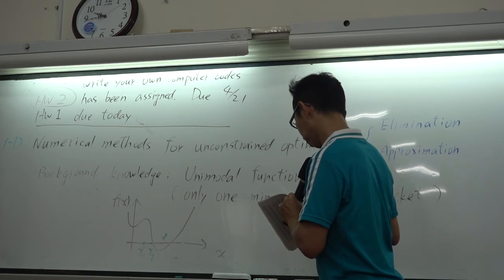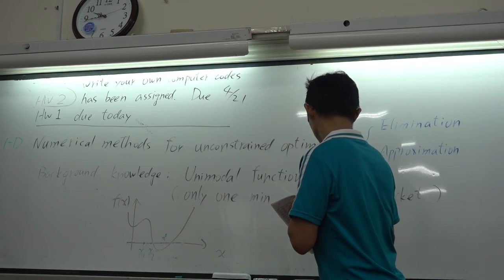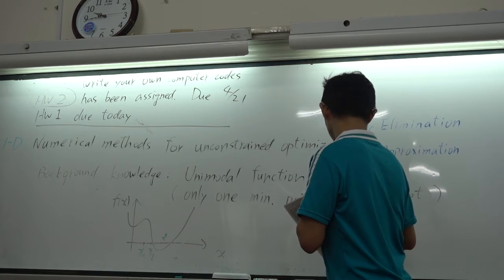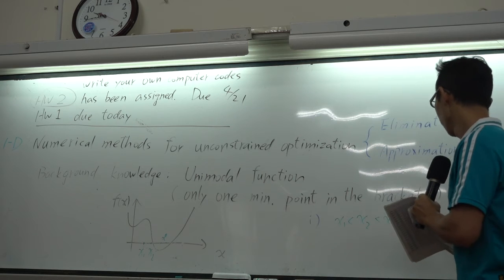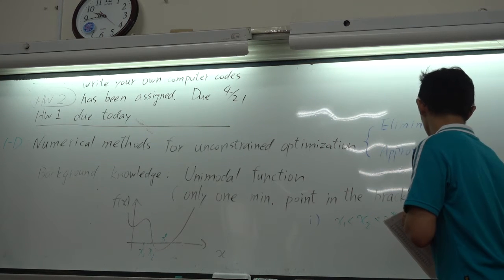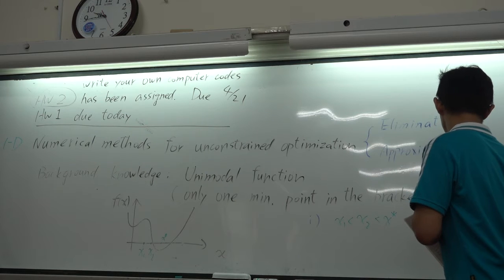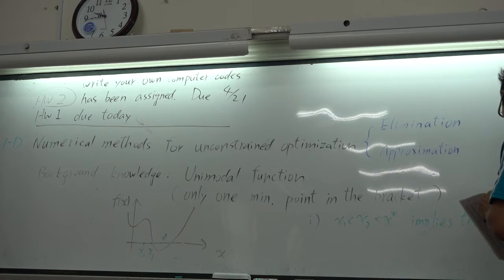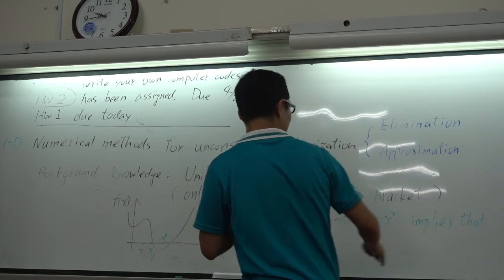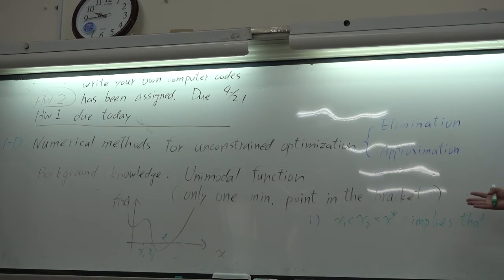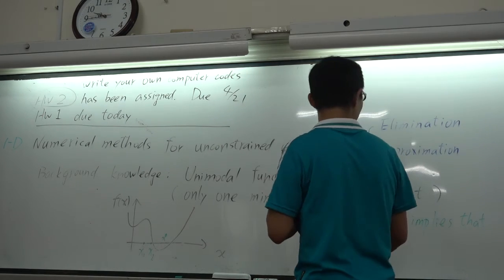Case 1: x1 is less than x2, less than x star. This implies that f of x2 is less than f of x1. From the figure, of course, f of x1 is greater than f of x2. And the second case.